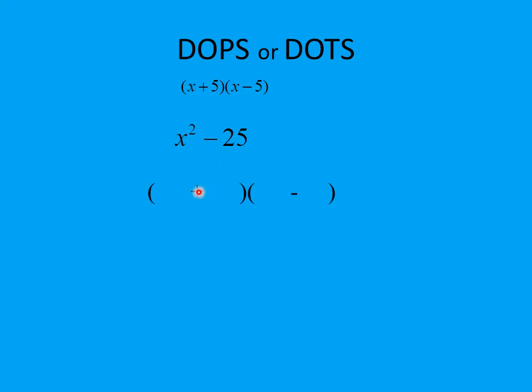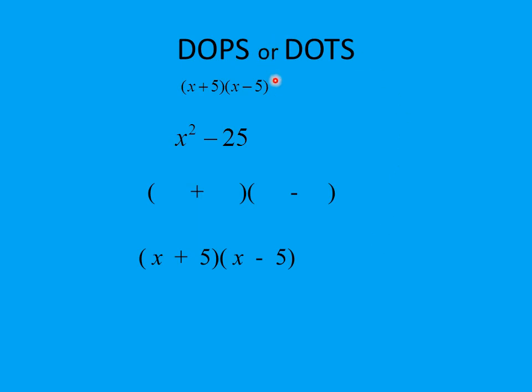One with a plus sign, one with a takeaway sign. And inside the bracket goes exactly the same things. Get the square root of that, which will be x. Get the square root of that, which will be 25. What you'll end up with is 2 brackets, x plus 5 and x minus 5. 2 identical brackets, but different signs in each.